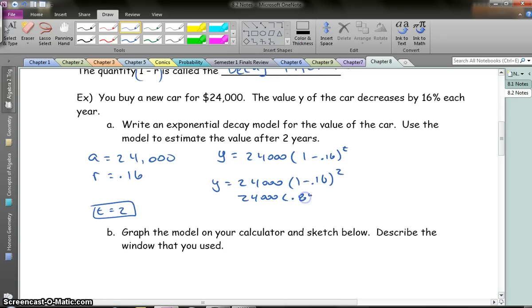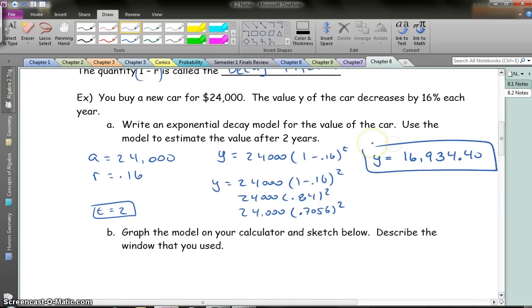So what does that give me? 24,000 times 0.84 squared gives me 24,000 times 0.7056. I keep erasing. So when you put that in your calculator, you should get a value of $16,934.40. So the car depreciated quite a bit. You bought it for $24,000. Now if you want to turn around and sell it after 2 years, you can sell it for about $17,000. So you would have lost $7,000 already. It's interesting.